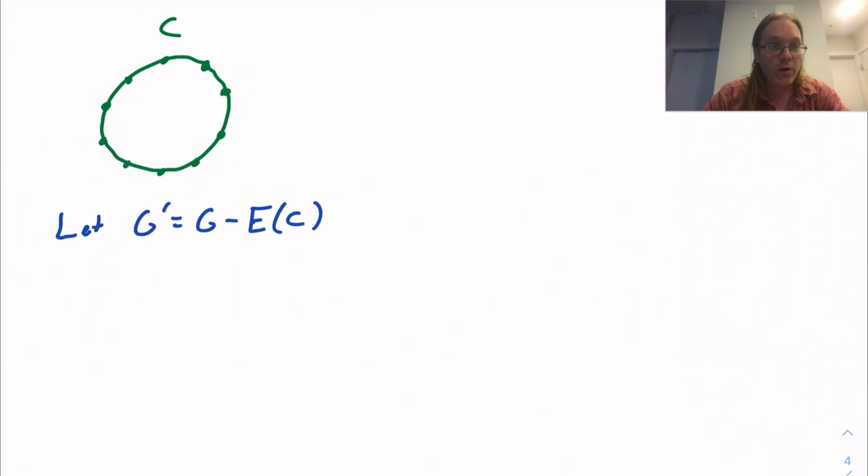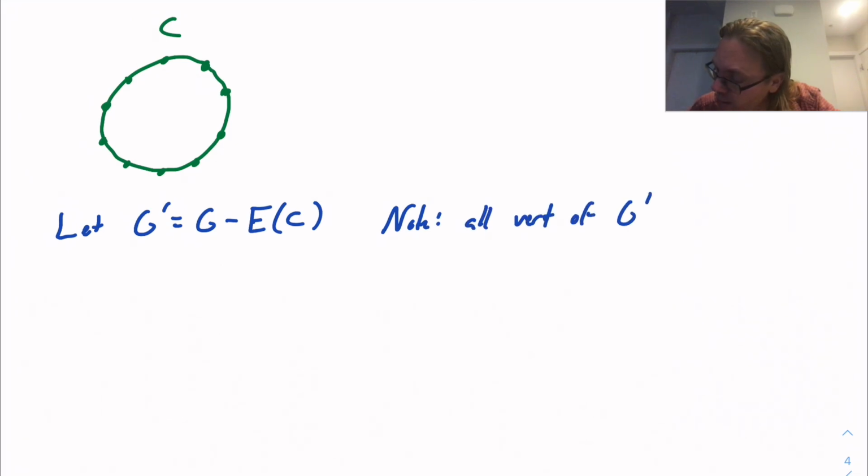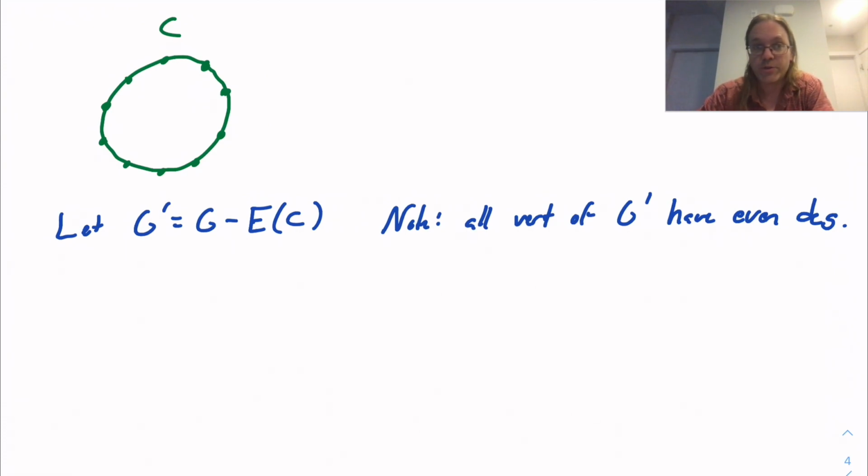Now I claim that G prime will also have the feature that every vertex has even degree. And that's pretty easy to see. If you have a vertex of the original graph G that wasn't in that cycle, then when you delete the edges of the cycle, its degree doesn't change at all. If, on the other hand, you have a vertex of the original graph that is in the cycle, then when you delete the edges of that cycle, its degree is going to drop by 2. So let's just note all vertices of G prime have even degree. So that's good. Certainly off to a nice start. So G prime is a new graph. It's got fewer edges than our original graph G. It also has the nice feature that every vertex has even degree.